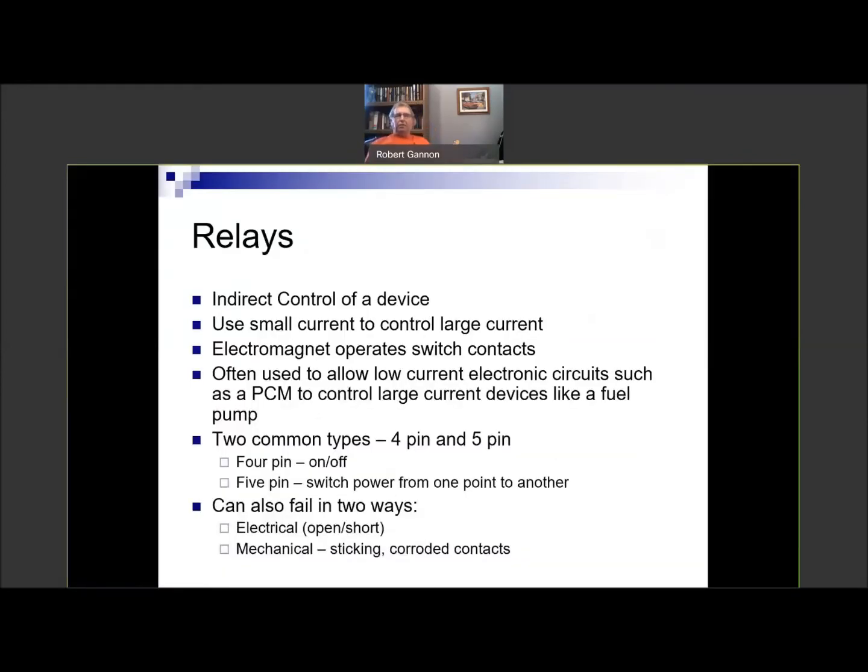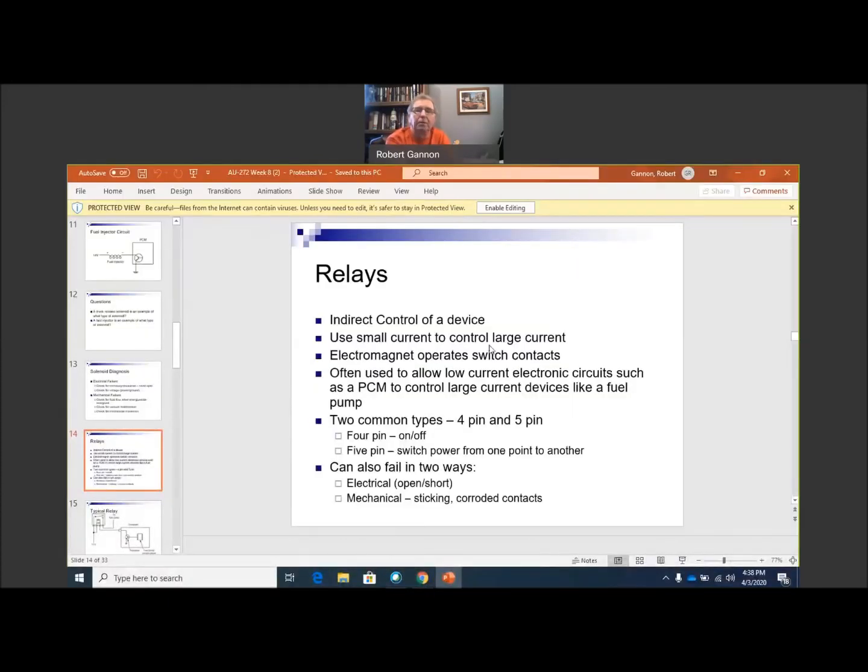So I just showed you a 4-pin relay. I'm going to go back to that in a second. Two common types are 4 and 5-pin. The 4-pin, just like we saw, just turns something on and off. 5-pin, on the other hand, and those were 5-pin relays, they just weren't used that way. Let me bring it back up.